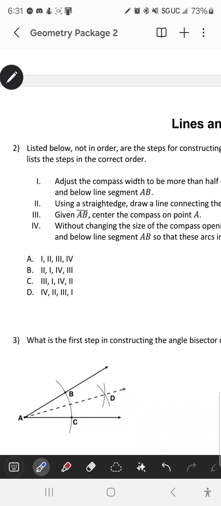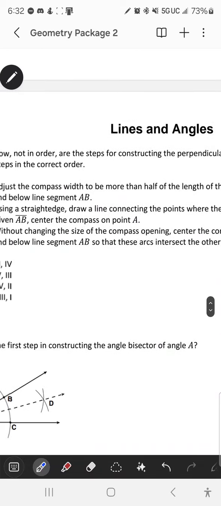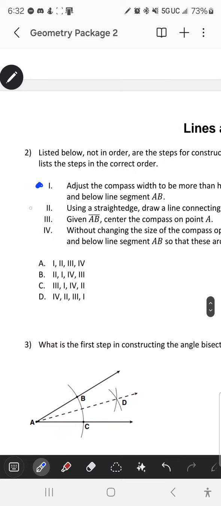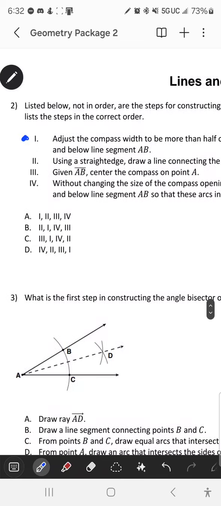Okay. Liking this one. Not sure if it's the first one, but liking this one. Now, use a straight edge, draw a line connecting the point where the arcs intersect. Okay, for sure, this is not the first one, because we already have arcs. If we already have arcs intersecting with one another, it's impossible that's the first one, because we haven't drawn any arc. So, not the first one.